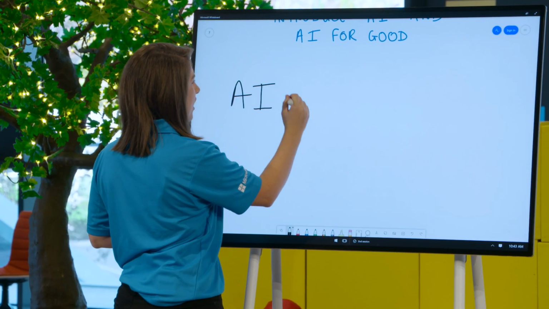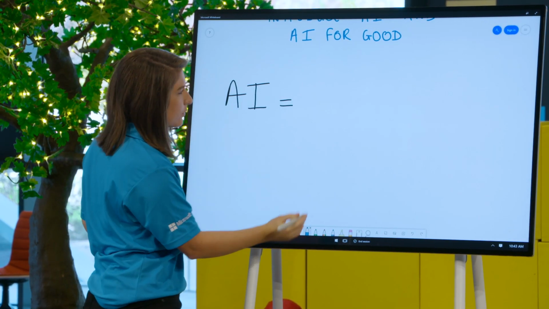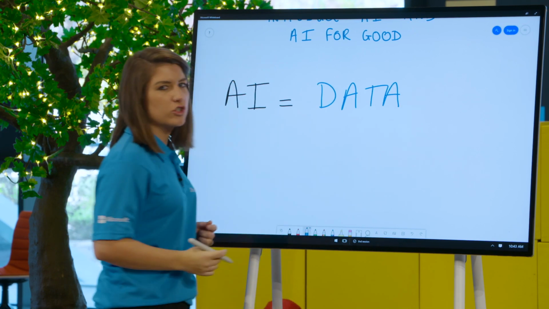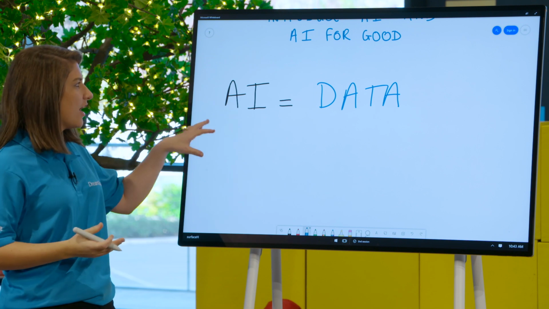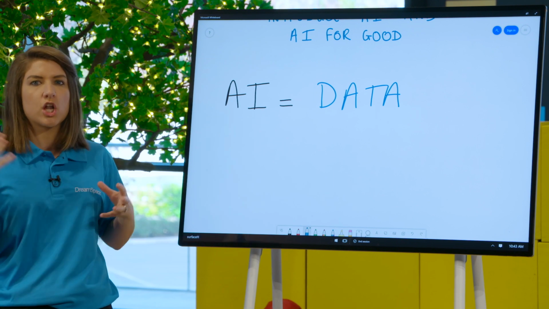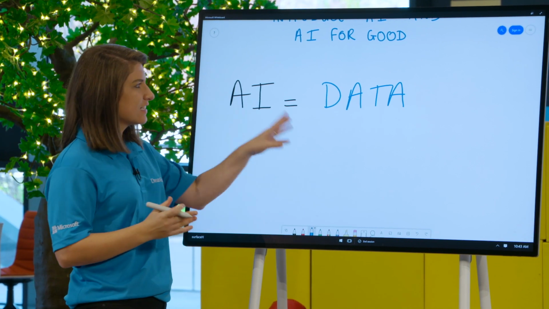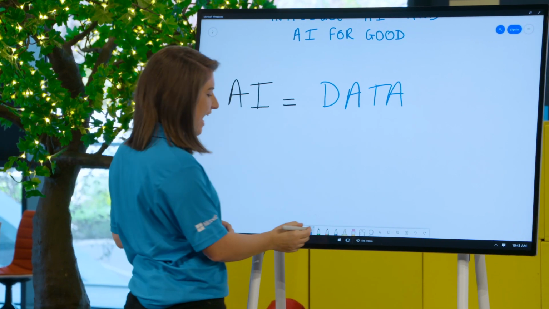So I'm going to say AI is equal to, and the first thing I would talk about with AI is the importance of data. So data is just information. So AI, this intelligence, has to be trained on lots and lots of information. We'll go to an example of this in a second. But that's the first core element of any AI program.